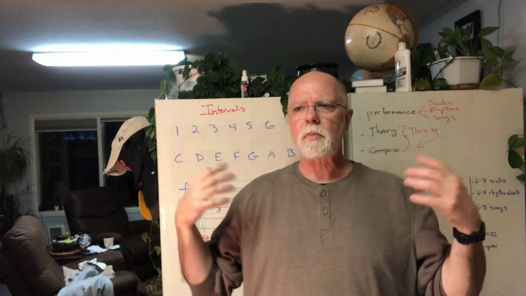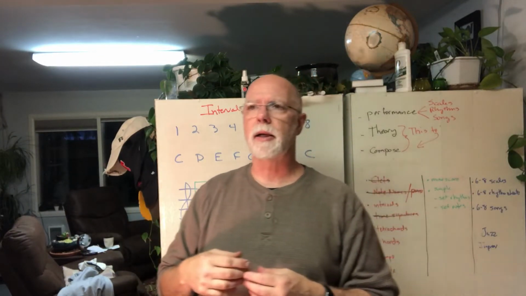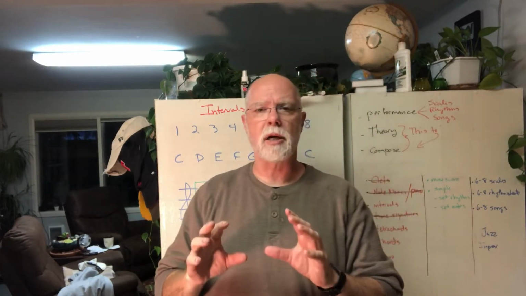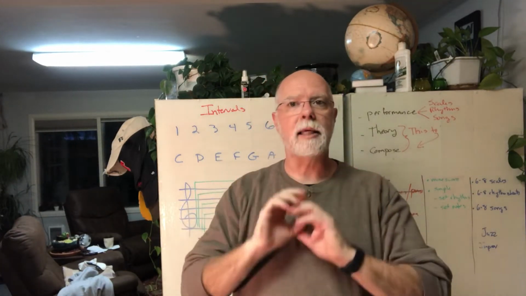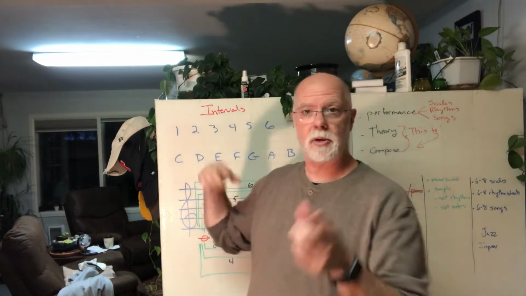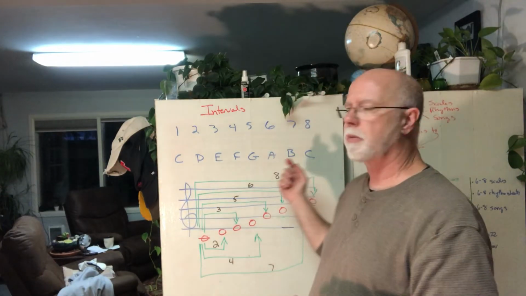Now, we determine intervals by what we call steps. Right now, we're going to take it very basically and talk about the interval on the white keys on a piano. If we start here with our C, our C major scale, we have C, D, E, F, G, A, B, C.